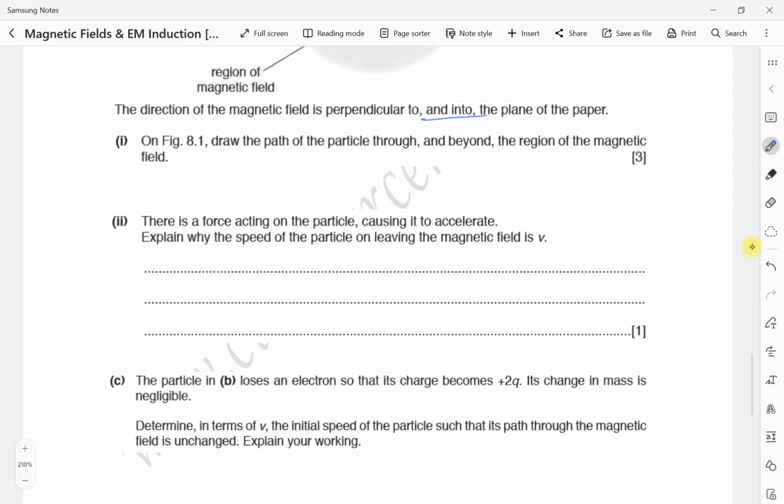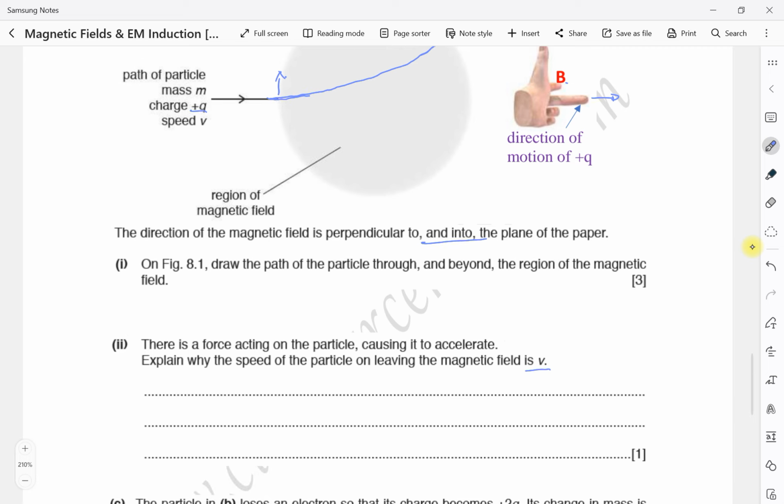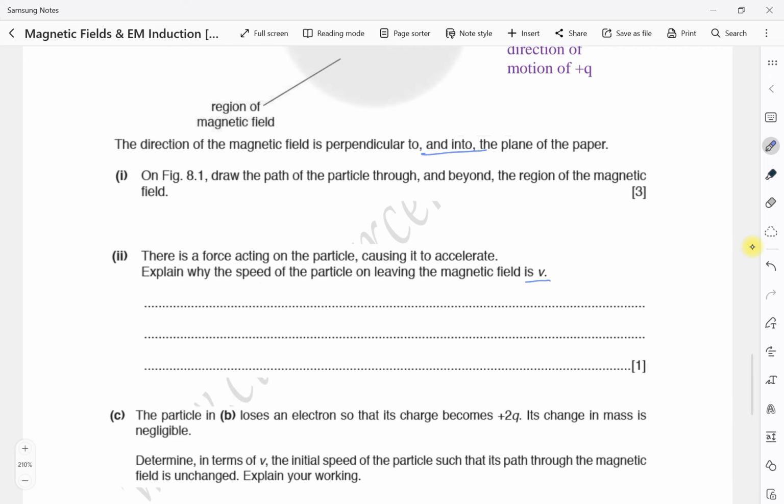Explain why the speed of the particle on leaving the magnetic field is v. On entering the magnetic field it is v, and on leaving it is v. Note that the magnetic force is perpendicular to the direction of motion of the particle, and therefore it will not change the speed. So the magnetic force is always perpendicular.